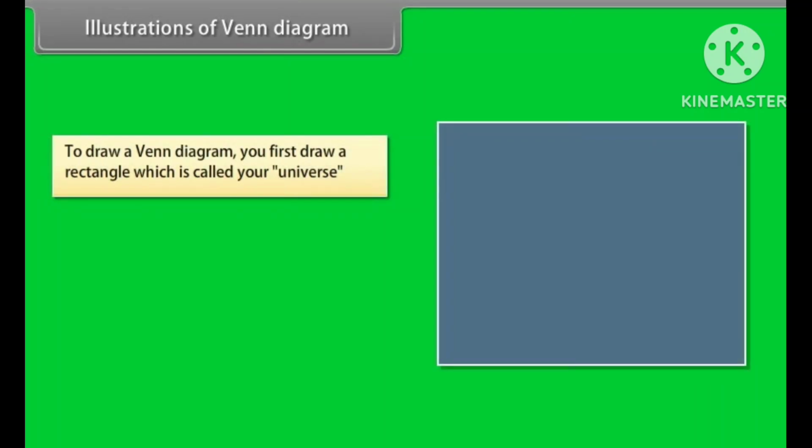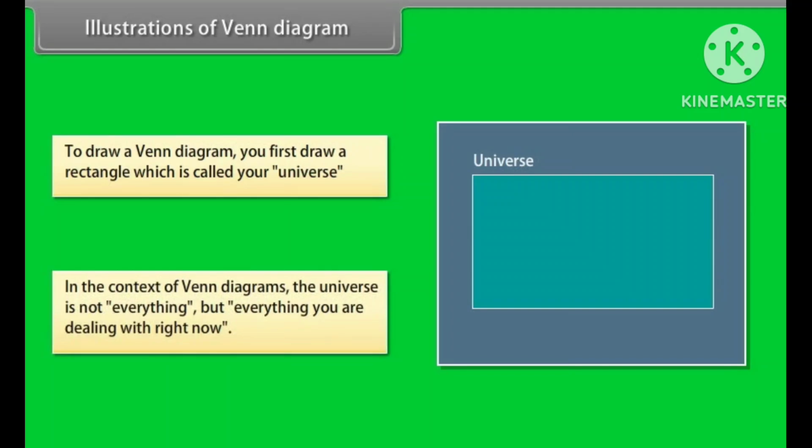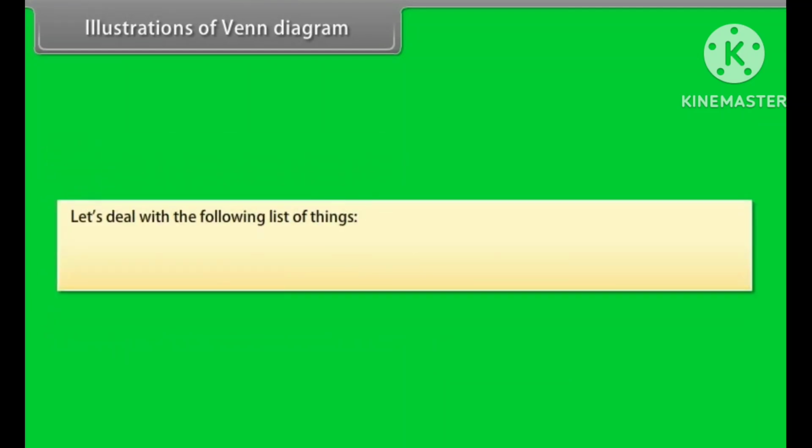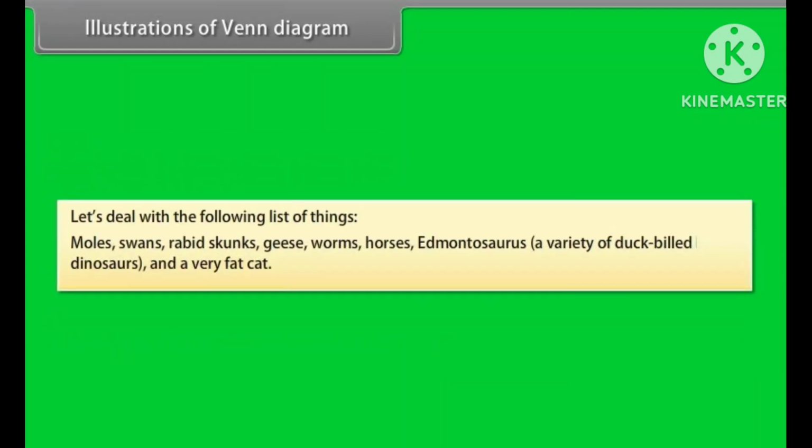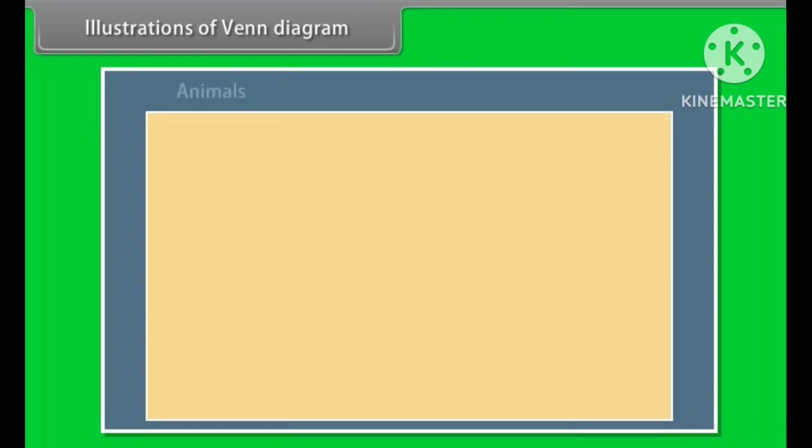To draw a Venn diagram, you first draw a rectangle, which is called your universe. In the context of Venn diagrams, the universe is not everything, but everything you are dealing with right now. Let's deal with the following list of things: moles, swans, rabbit skunks, geese, worms, horses, Edmontosaurus, a variety of duck-billed dinosaurs, and a very fat cat. We'll call our universe animals.